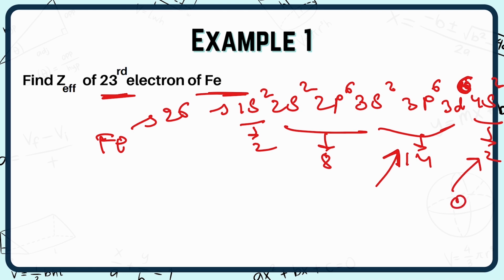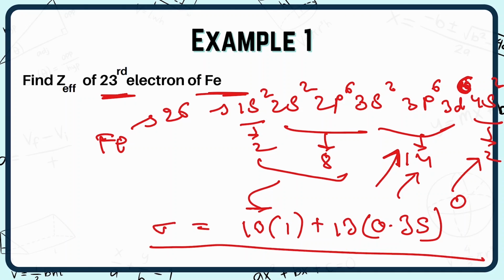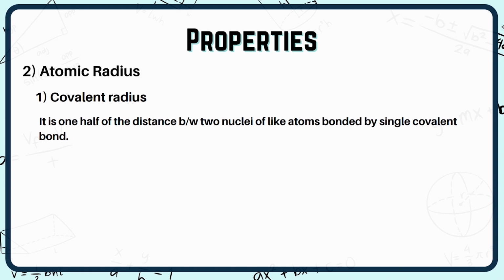Okay, so the contribution by these 2 electrons will be what? It will be 0. Contribution by 13 electrons here will be what? 0.35. And contribution by this entire n-1, including n-1 in all the deeper subshells, will be what? Whole 1. So 10 into 1. Calculate it, you will get your sigma. Then very easy, just subtract the sigma from the atomic number, that is 26. So 26 minus sigma.